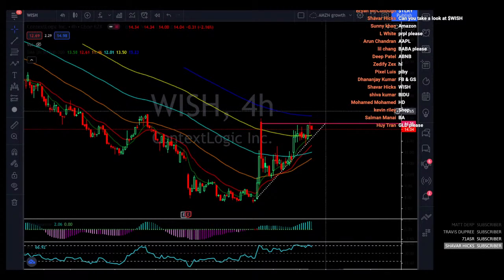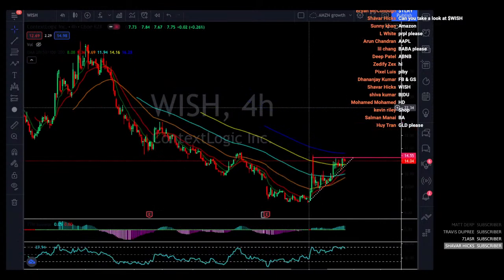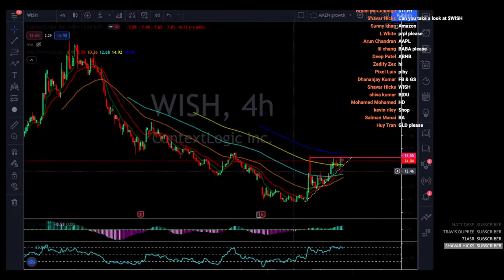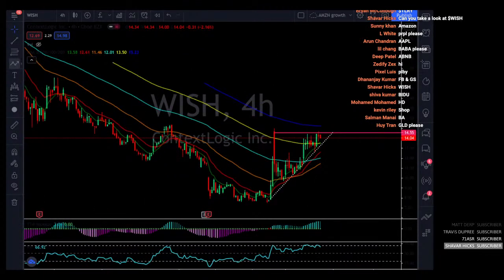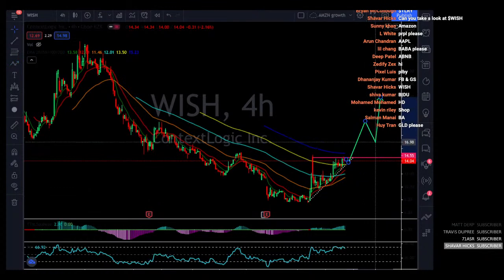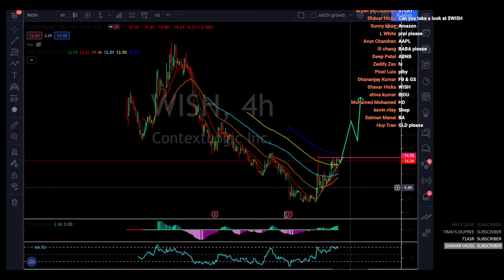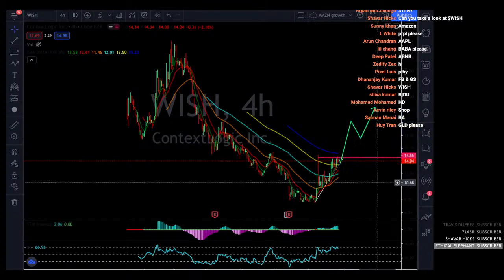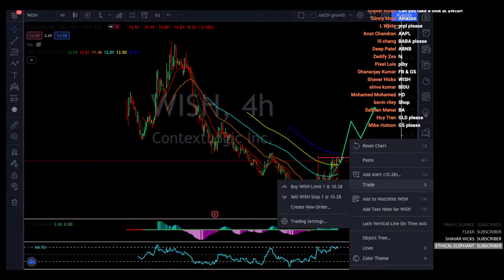We're probably going to go to the 200 EMA around $15. I think we're going to easily blow past that and probably go to around $19, because this is a Wall Street Bet stock, and things usually go crazy along with it. So this is the path I expect. Oh, and I can draw lines over here again. This is the path I'm expecting Wish to go to, and maybe not that steep, but maybe somewhere like this. I am expecting Wish to have that path.